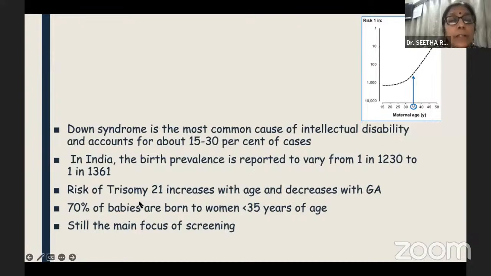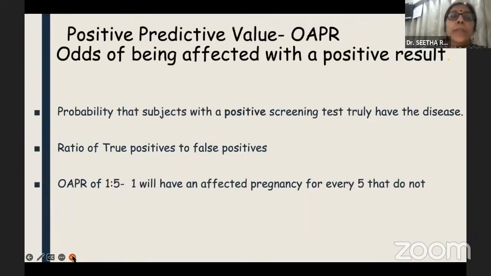Now, why do we screen for Down syndrome? Out of all these aneuploidies, it is the most common, because though it is said to increase with age, 70% of these babies are born to women under 35 years of age. As I said earlier, when we talk to a patient, she wants to know what her risk is of having a baby with a problem or a disease. That is the positive predictive value, or what we call the odds of being affected given a positive result.